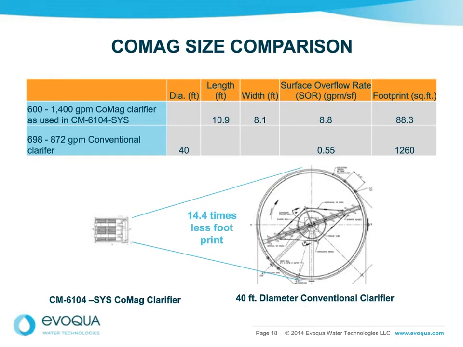Looking at a size comparison of a typical 700-gallon-a-minute conventional field-erect circular clarifier versus a shop-fabricated rectangular tube media clarifier, it can be seen from the slide that the field-erect clarifier takes up to 14 times more space than the shop-fabricated clarifier using the COMAG process. As we all know, footprint is a prime concern when designing wastewater treatment systems.